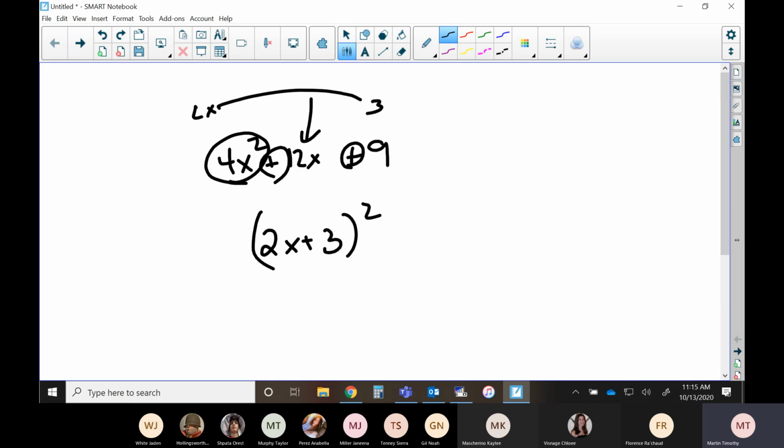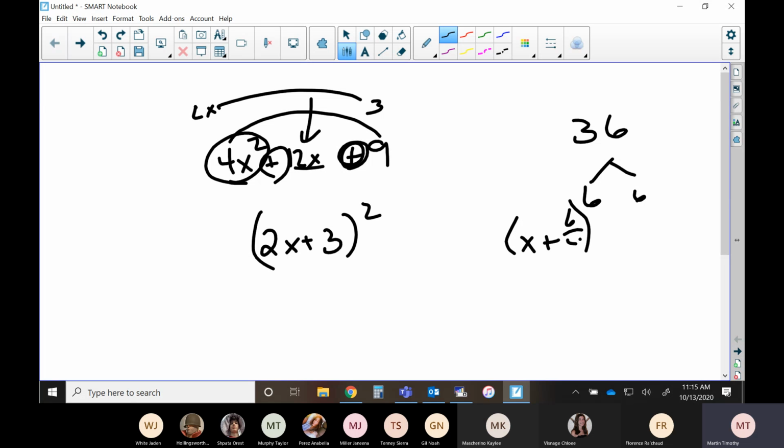And it's just a test because, could I do this the other way, the long way? Yes. 4 times 9 is 36. It still would work. I need same sign, so I need to add. I need 2 numbers that multiply to 36, but add to 12, 6 and 6. X plus 6 over 4.